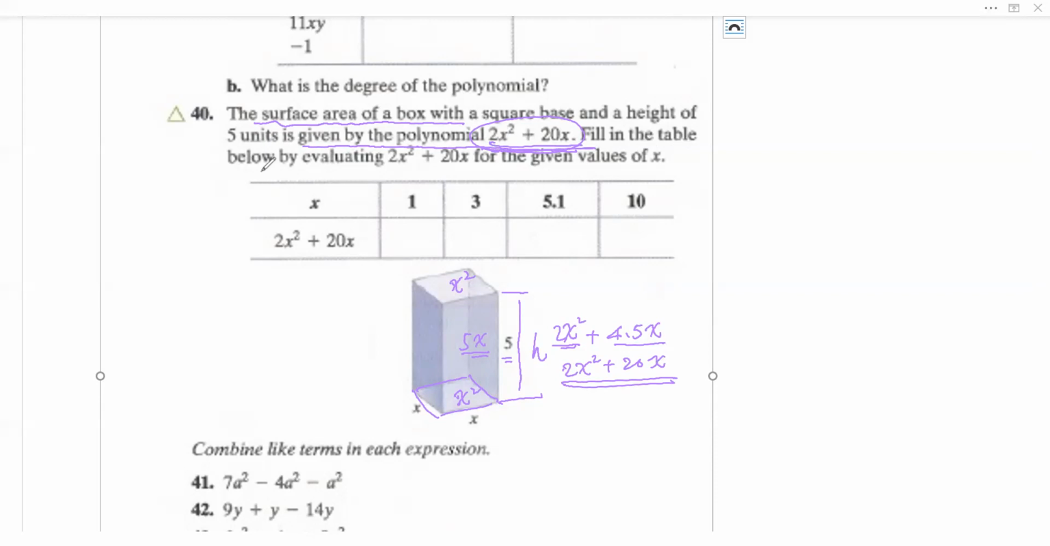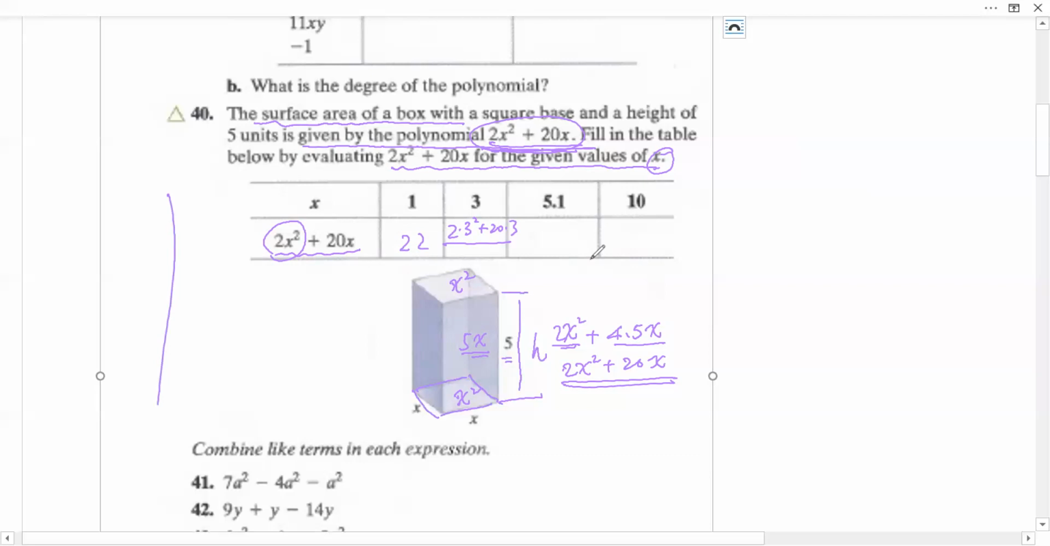So fill in the table below by evaluating this expression for the given x. If they tell you x, you can find the result, right? If x is 1, you can see the result is 22. If x is 3, you can quickly do 2 times 9 plus 20 times 3. I will let you guys finish the rest. The number calculation would be easy for you, just fill in the number and you can get the answers. All right, let's move on to the next one.